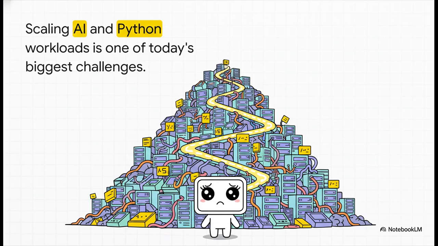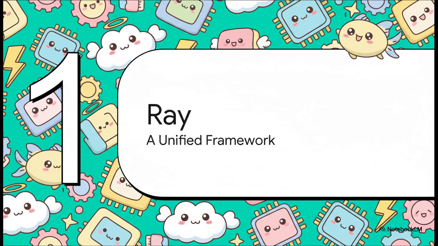Moving from one machine to many isn't just about adding more power. It's a whole new world of complexity. All of a sudden, you're trying to juggle network communication, fault tolerance, and coordinating everything. It is, without a doubt, one of the biggest headaches for developers in AI today. But what if there was a framework designed to handle all that messy, distributed computing stuff for you? Well, this is where our first key player comes into the picture, a project called Ray.